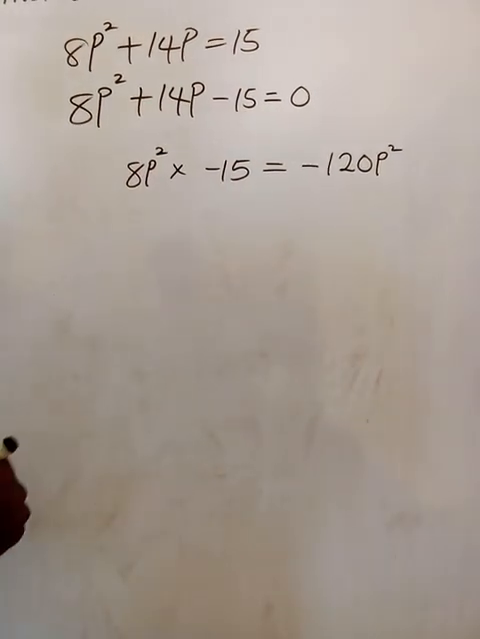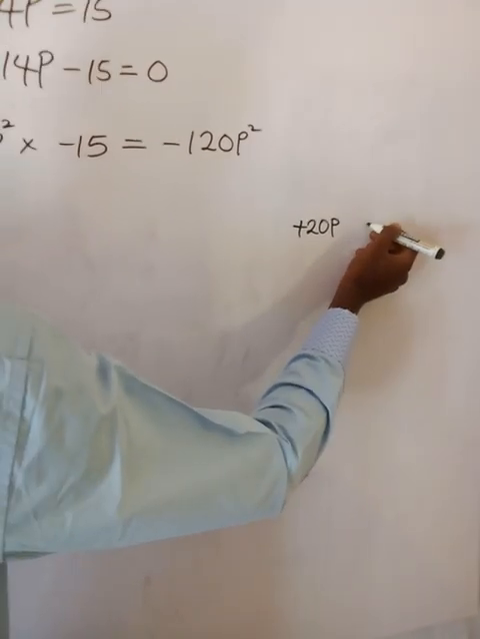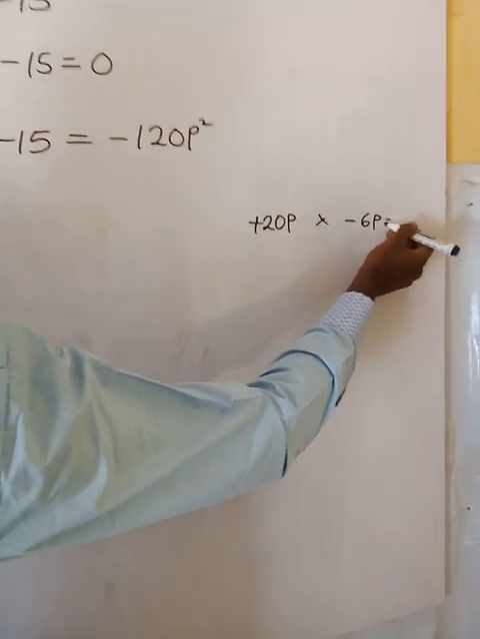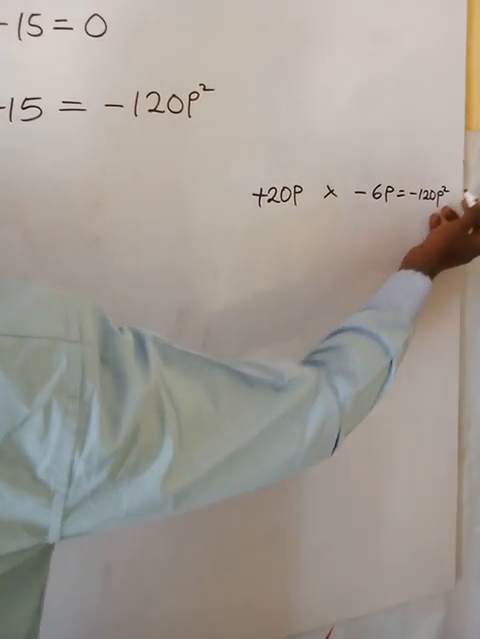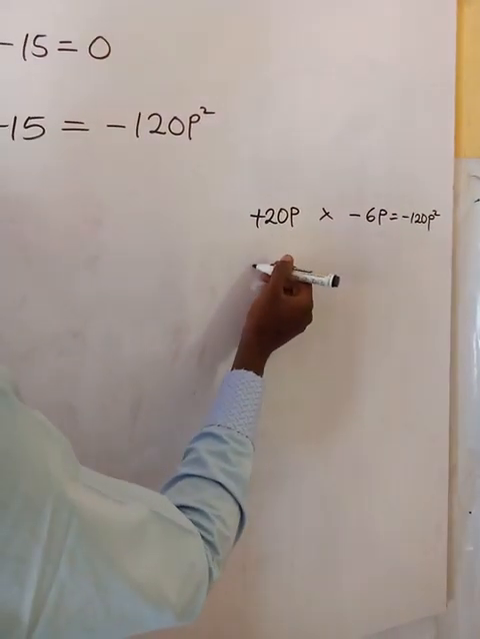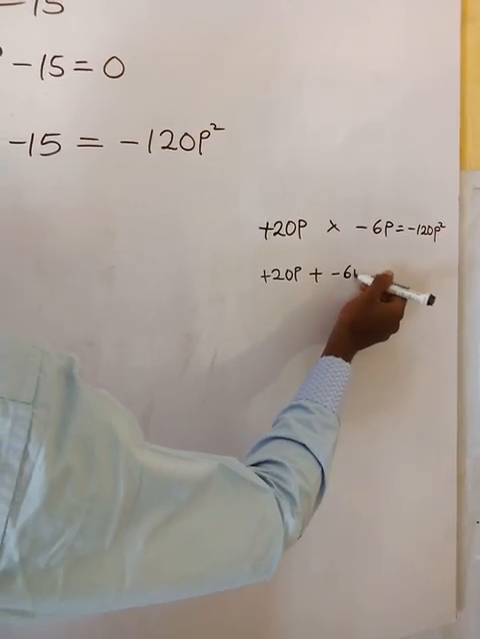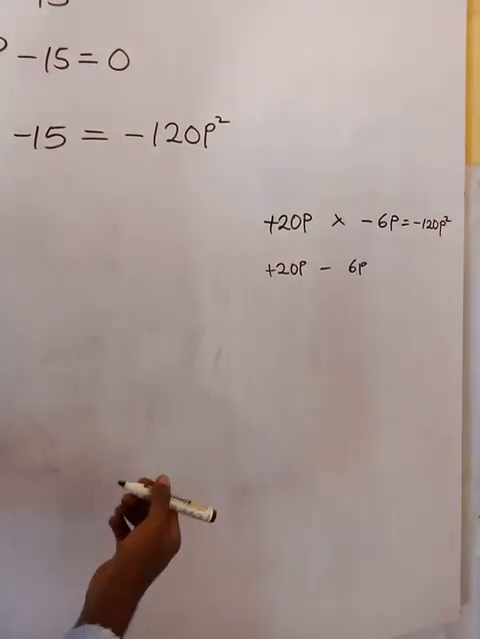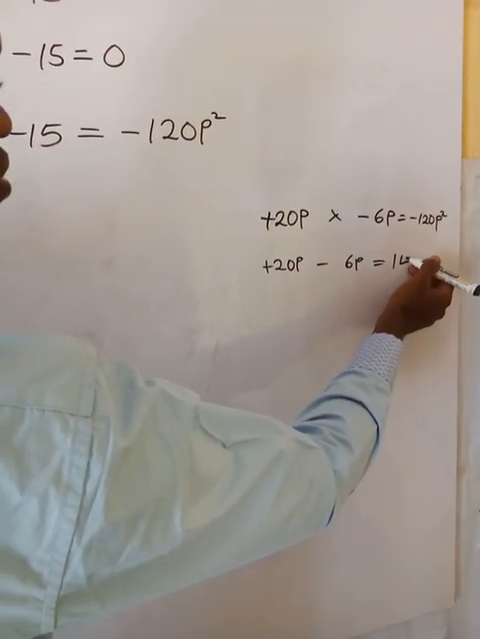And if you think very well, I believe that plus 20p multiplied by minus 6p will give us minus 120p squared. So the aspect of product is correct. We now confirm for the addition. That's plus 20p plus minus 6p. These plus and minus, we pick the minus because it will become negative. So that will actually give us 20p minus 6p, which is simply 14p.